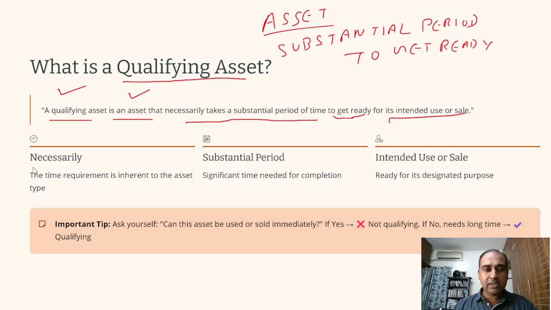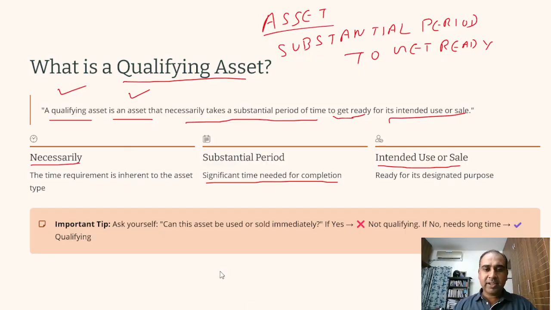So there are three components to this. One is "necessarily", that means the time requirement is inherent to the asset type, so it will definitely take a longer time. Substantial period of time means significant time needed for completion. That means to complete the asset, a significant time is involved. A significant time can be a period of more than 1 year. For its intended use or sale, that means to make the asset ready for its intended use, it takes a substantial period of time.